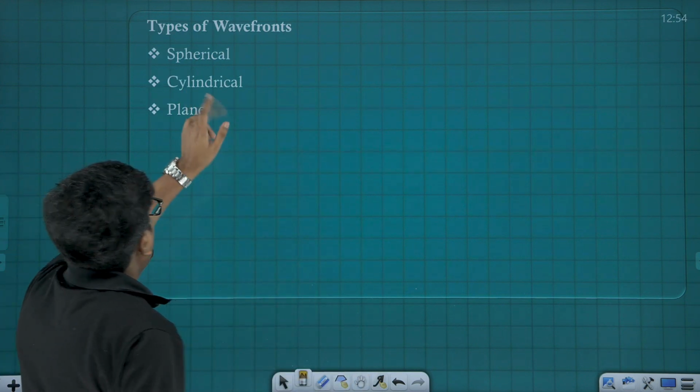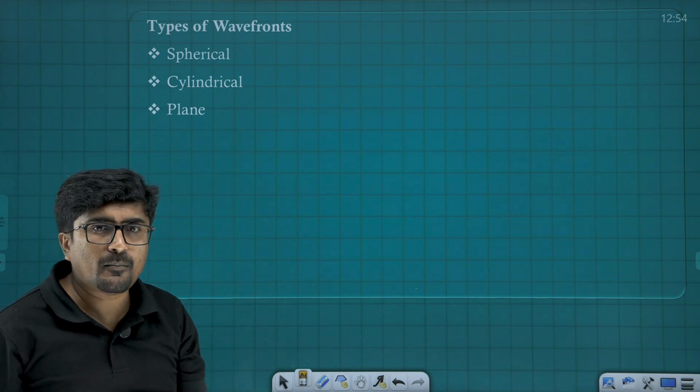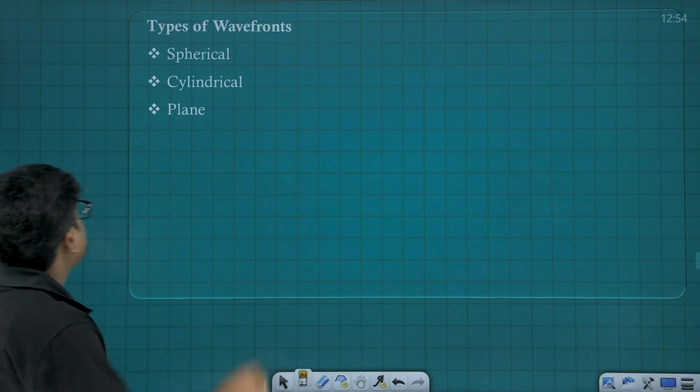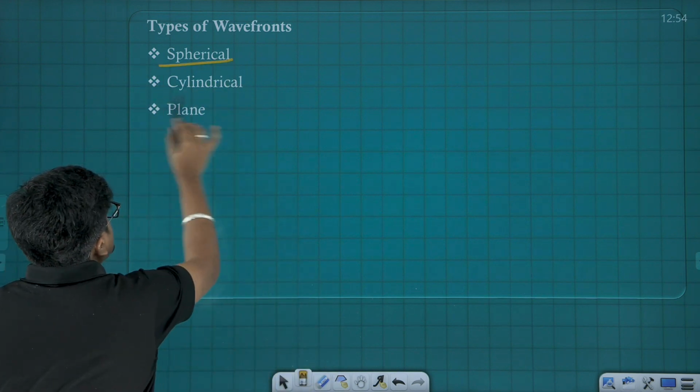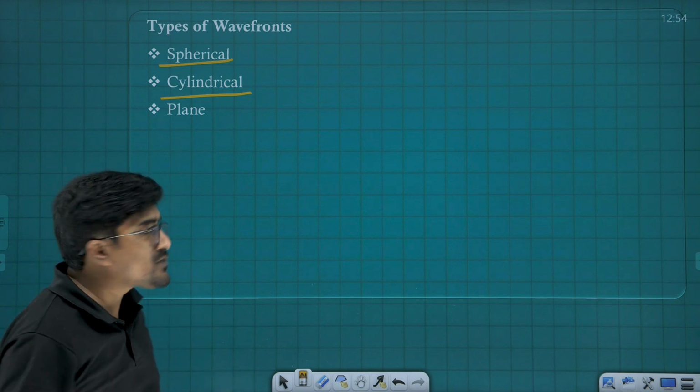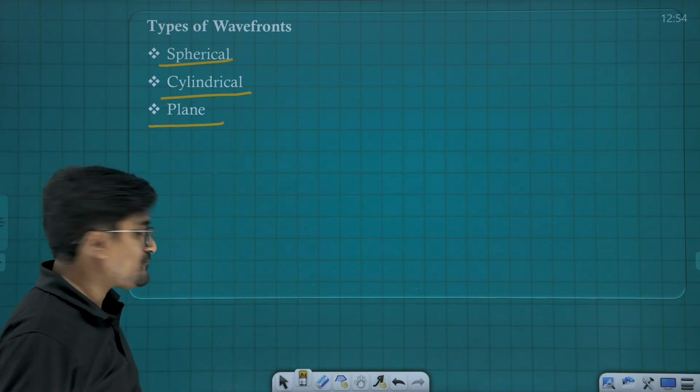And while talking about the wavefront, depending upon the source, we can have three categories. First one is spherical wavefront for a point source, cylindrical wavefront for a linear source, and plane wavefront, source kept at infinity.